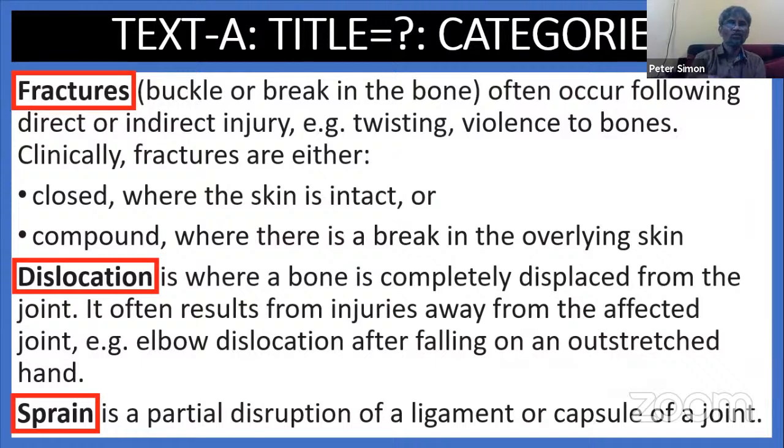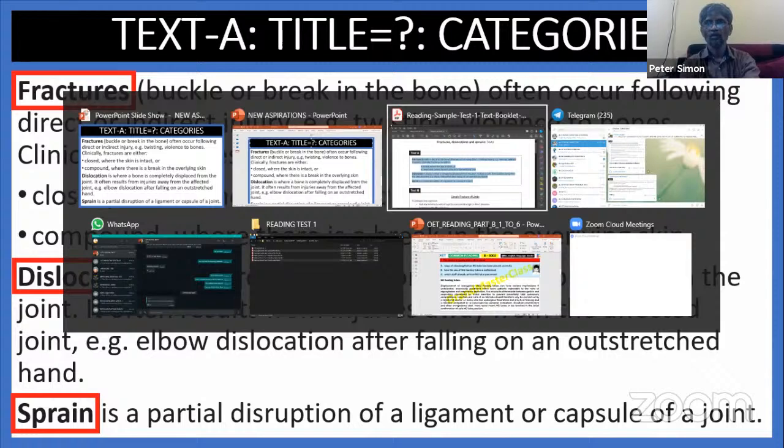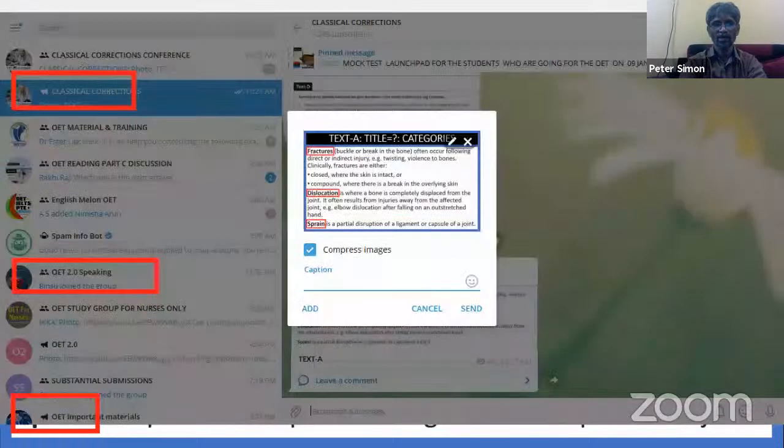So text A, we don't know the title, so we questioned it. We got 3 bold letters and we marked them out: fractures, dislocation and sprain. They are the categories, so simple as that. So the first text is related to categories. So the subtitle of text A, coin what? So it is categories.